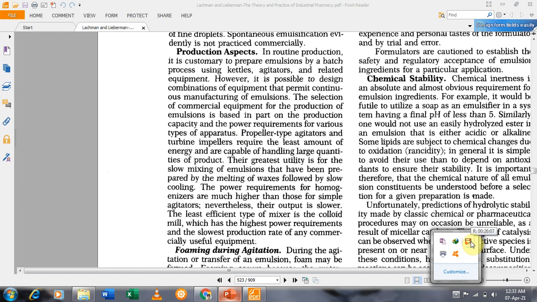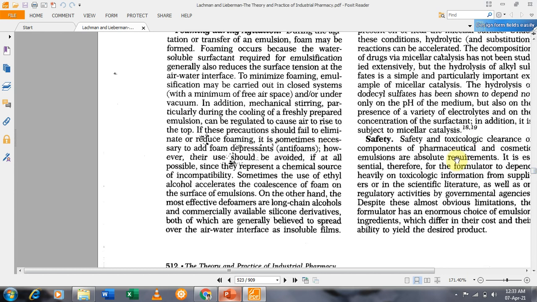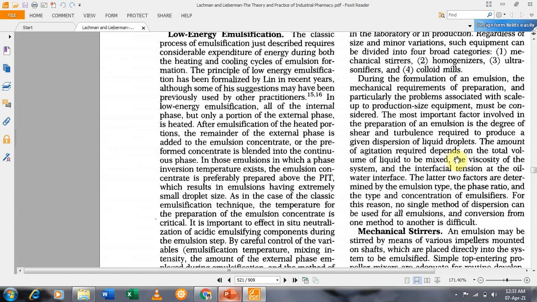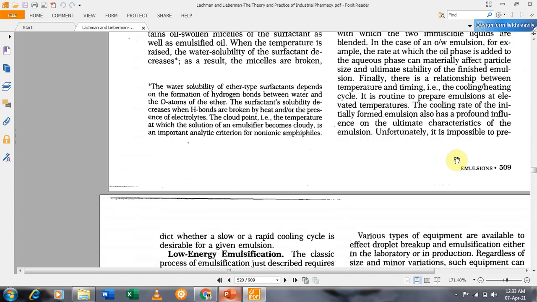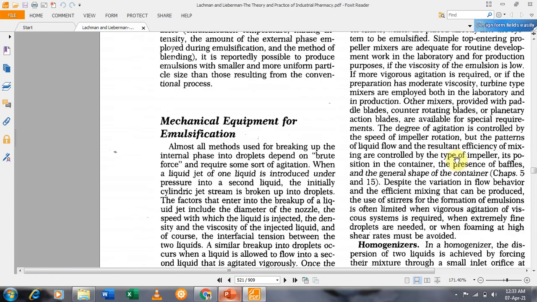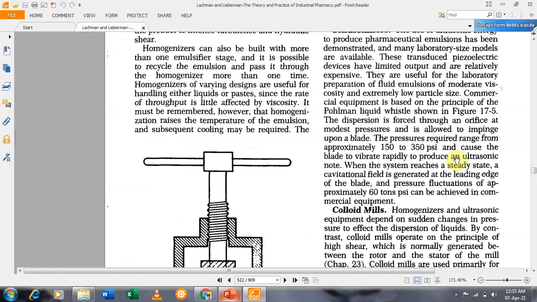You can consult pages 511 and 512, and 509 to 512, for this topic in Lachman and Lieberman's The Theory and Practice of Industrial Pharmacy.